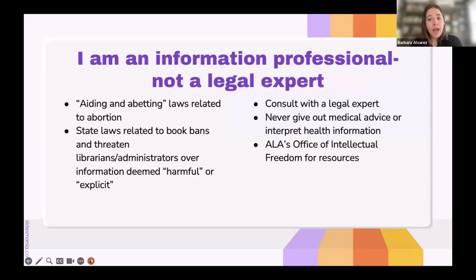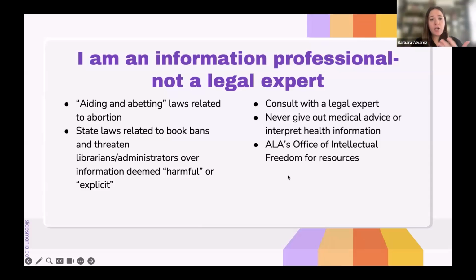And then on top of that, we also have a lot of book challenges, and there is legislation related to that too. So I just want to remind all of you, I'm not a legal expert here. I'm an information professional, and depending on where you live in the country, you might have a different experience than somebody else in a different part of the country. I just am bringing this to your attention because I think knowledge is power, and the more information that you have about the current landscape, you can operate in the best position possible as an information professional.